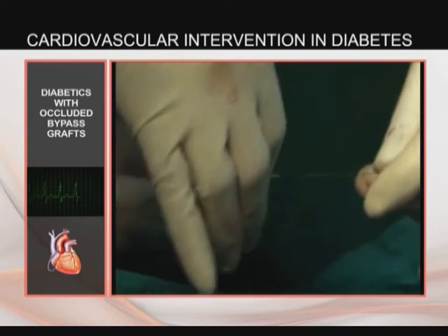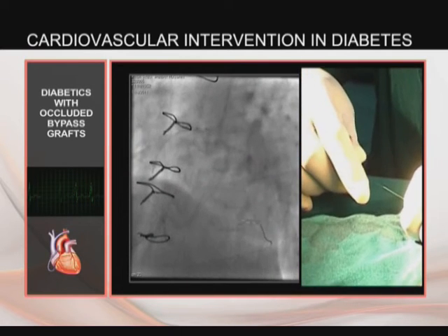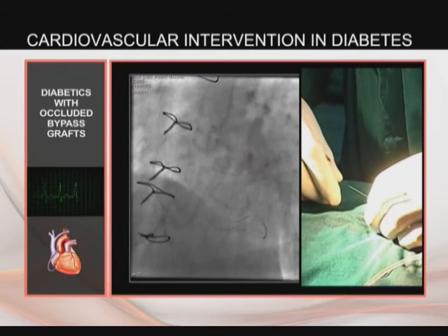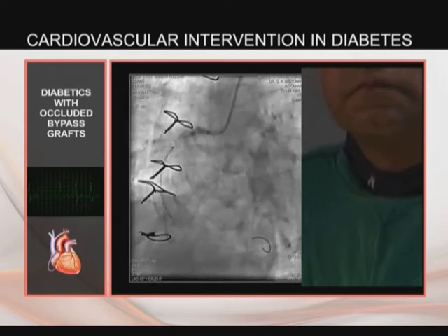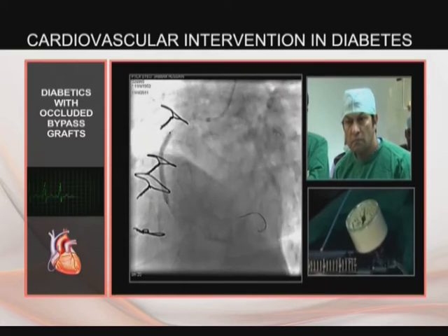This is a 3 by 33 BioMime which I advanced and deployed at 12 atmospheres. You can see the BioMime being advanced very easily through this ectatic, calcified, and fibrotic lesion, very easily, and deployed at 12 to 14 atmospheres.